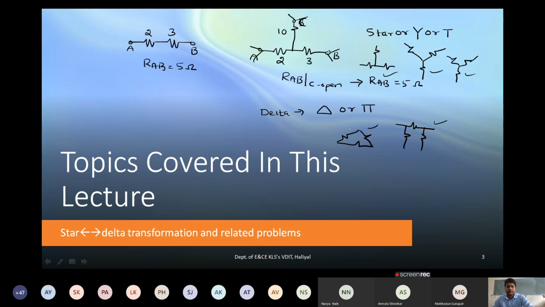First we'll see the first topic, that is, out of star to delta and delta to star transformation, let us take the first one as delta to star transformation. Okay, so how to get this?